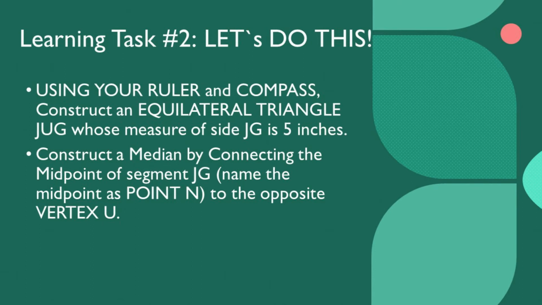Then you create triangle JUG. Now, after you create triangle JUG, construct a median by connecting the midpoint of segment JG. So, for the segment JG measuring 5 inches, kunin nyo ang gitna nun, that is 2.5 inches. At pangalanan nyo yung gitna na yon as point N. So, from segment JG, magkakaroon ka ng midpoint na point N. Then, connect point N to the opposite vertex U. So, yung katapat niya na vertex na U, yun ang i-connect nyo, mahahati na yung triangle JUG. And that is our learning task number 2.